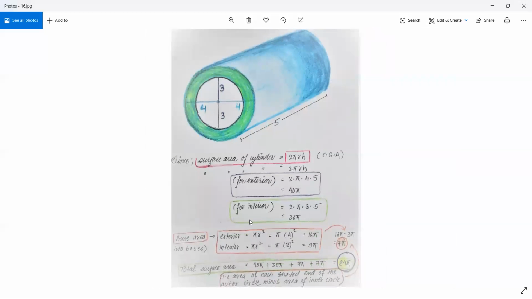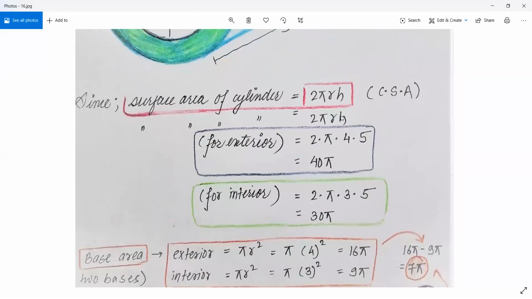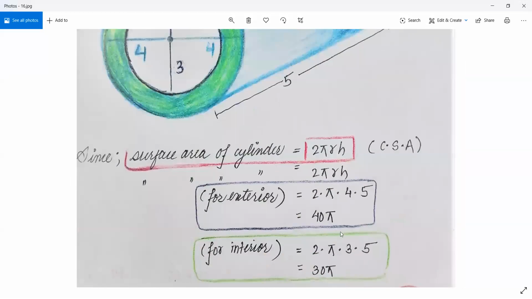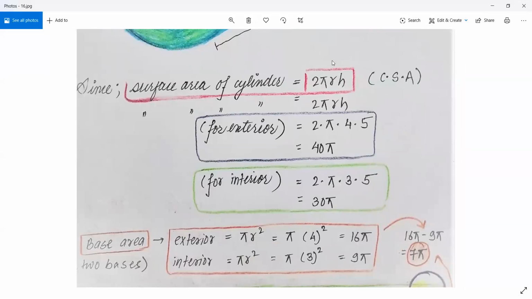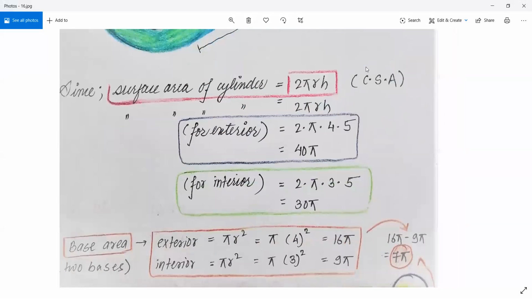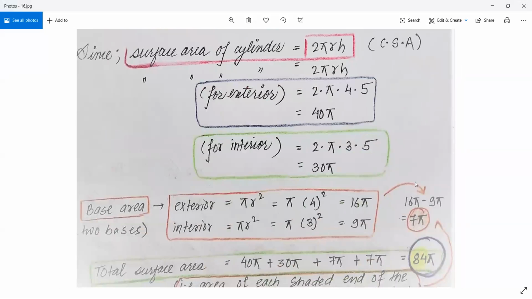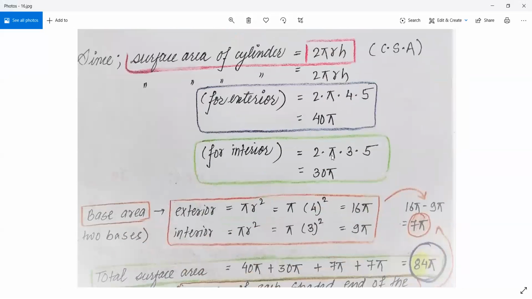Here, the base area of the exterior is pi r squared, for the circular base of the cylinder. The outside radius is 4, so you'll get 16 pi. Again, for the interior part, it's pi times 3 squared, that is 9 pi, because the inner radius is 3. When you subtract these two areas, 16 pi minus 9 pi, you'll get 7 pi, right? 7 pi is the green shaded area of the cylinder.